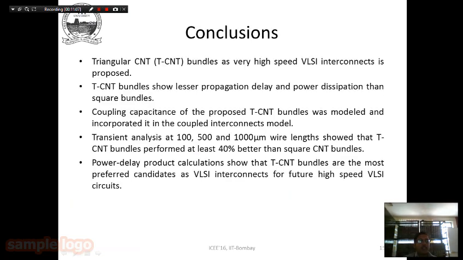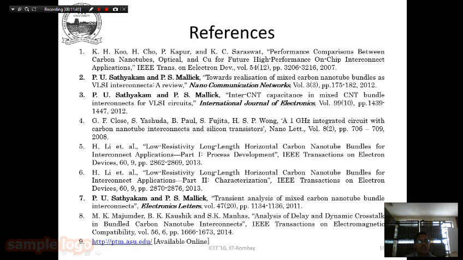As a conclusion, in this paper triangular CNT bundles are proposed as very high speed interconnects. TCNT bundles show lesser propagation delay and power dissipation than square bundles. Coupling capacitance of the proposed TCNT bundles was modeled and incorporated in the coupled interconnects model. Transient analysis of 100, 500 and 1000 micrometer wire lengths showed that TCNT bundles performed at least 40% better than square bundles. Power delay product calculations show that TCNT bundles are the most preferred candidates as VLSI interconnects for future high-speed VLSI circuits. These are the references for this paper, and references 2, 3 and 7 are our earlier work.